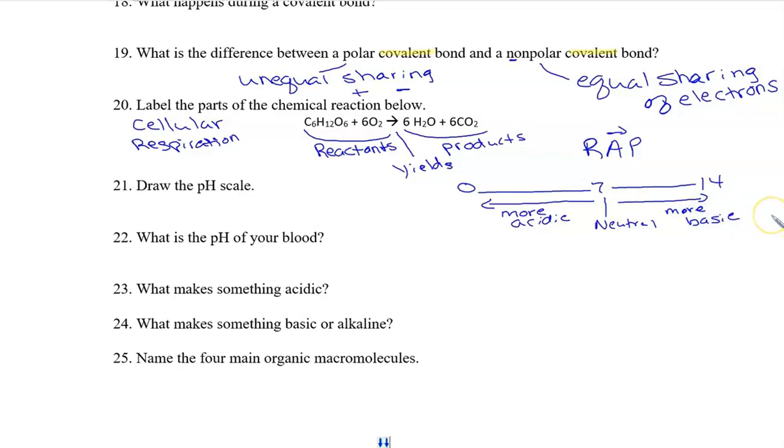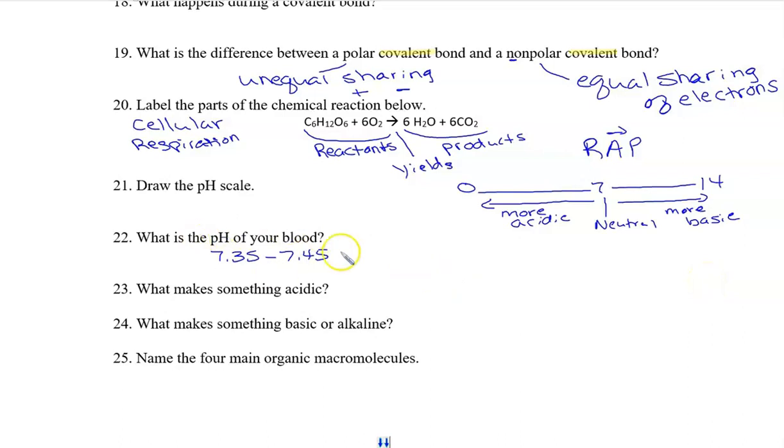So if I asked what's more acidic, a 6 or a 2, you would tell me a 2 is more acidic. What's more basic, an 8 or a 12? You would say a 12 is more basic. There are questions like that. The pH of your blood is actually slightly basic, and I would like you to know the range, 7.35 to 7.45. Close to neutral, but slightly basic.